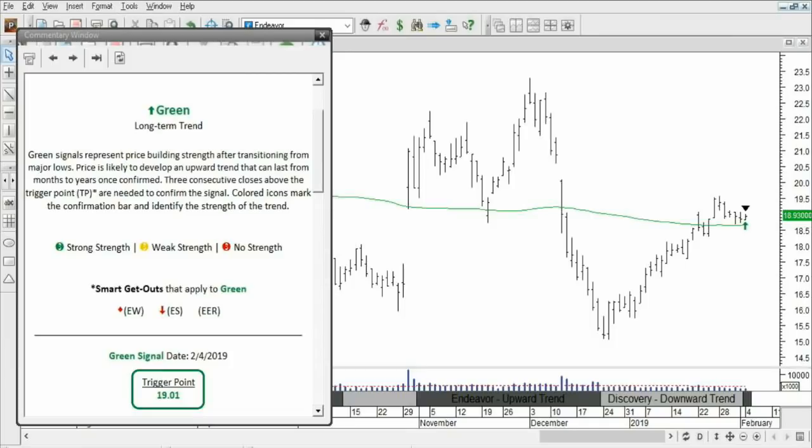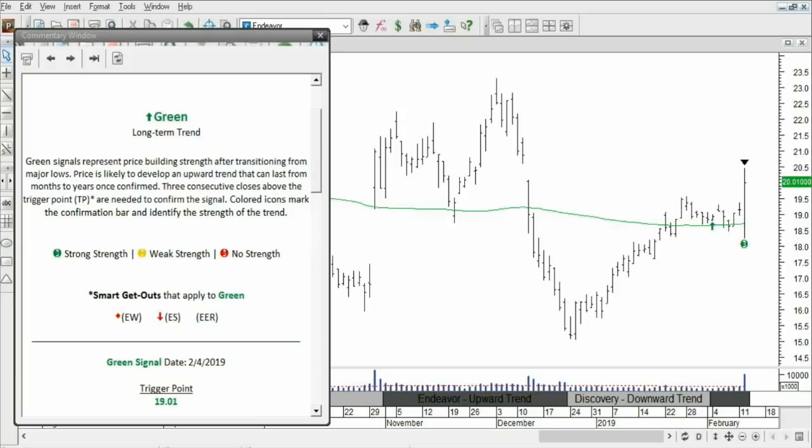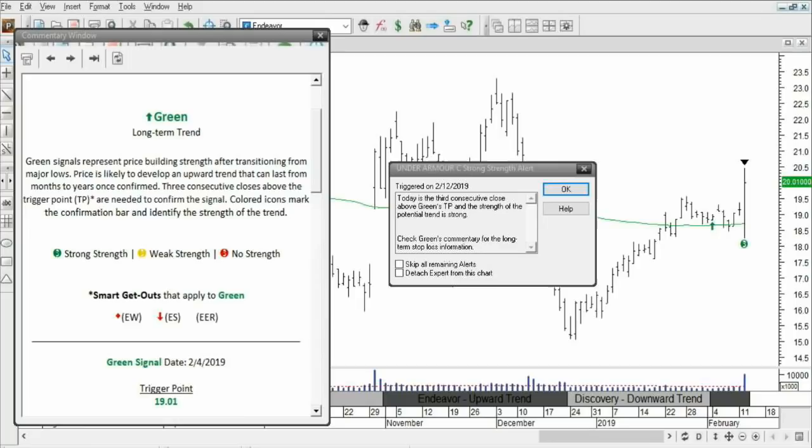So this is now 6 days later, and we have our signal, which is confirmed. We also get another alert box telling us what that signal represents. So let's see what it is. Today is the third consecutive close above Green's trigger point, and the strength of the potential trend is strong. That's perfect. That's exactly what we're looking for.